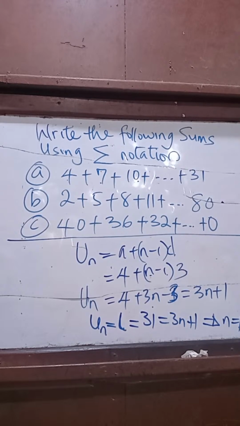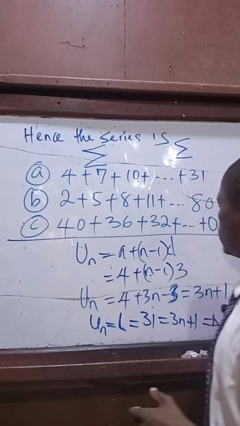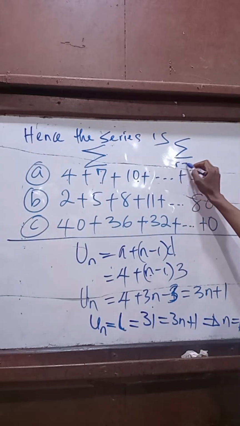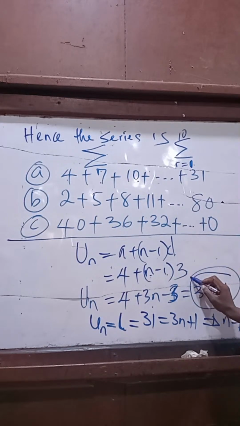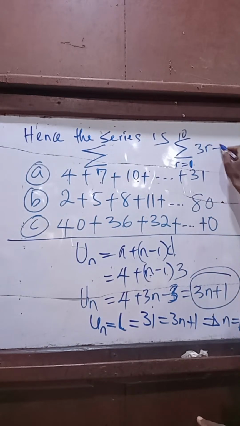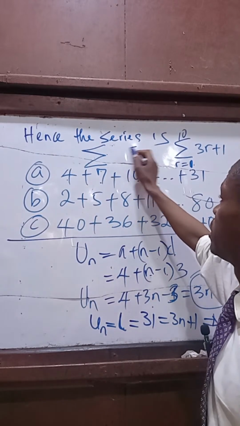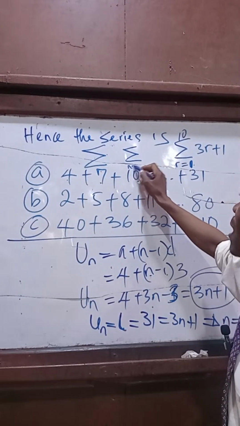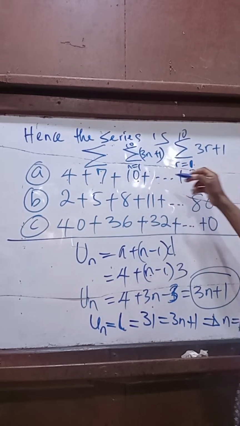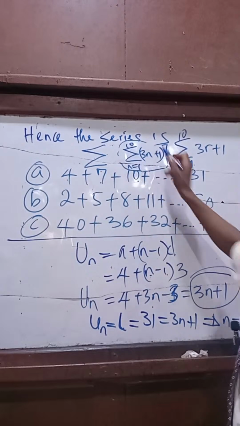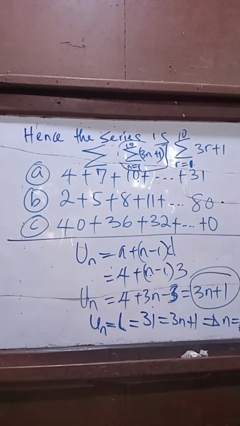Sigma. You can use r. When r starts from 1 to 10, and this is your nth term, that'll be 3r plus 1. And if you like, you can also use this one: n starts from 1 to 10, 3n plus 1. Either of the two, you can use it. The choice is yours. So that's for the first one.